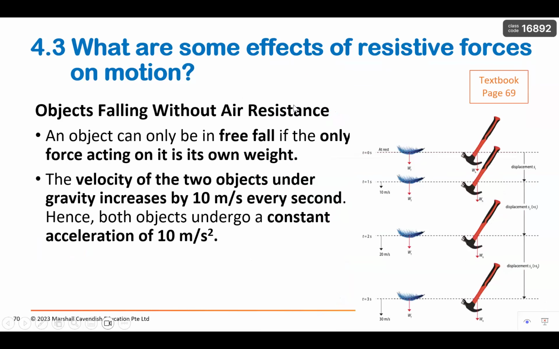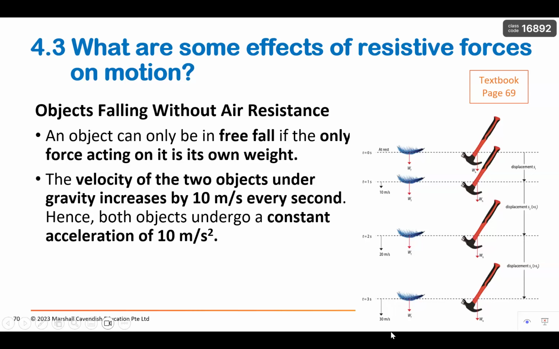Okay, let's recap a little bit of the previous chapter on kinematics. We have already studied objects falling without air resistance. We say that if the only force acting on an object in the air is the weight, or the gravitational force, the body is in free fall. In free fall, the velocity of the object increases by 10 meters per second every second. We say that the object has a constant acceleration of 10.